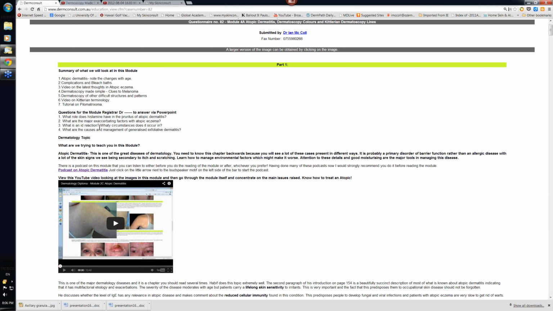You also have to know with atopic dermatitis, what are the major exacerbating factors? Now, we know infection is important, but there are so many other factors, both stress and environmental, and we'll go into a lot of these.